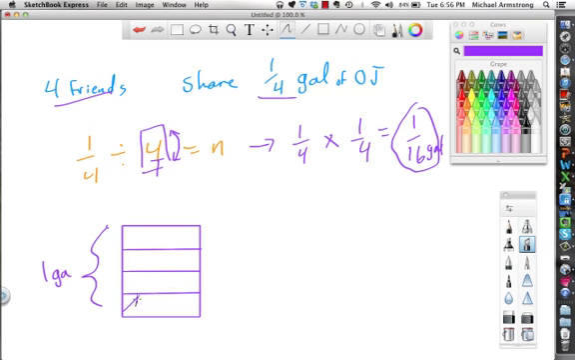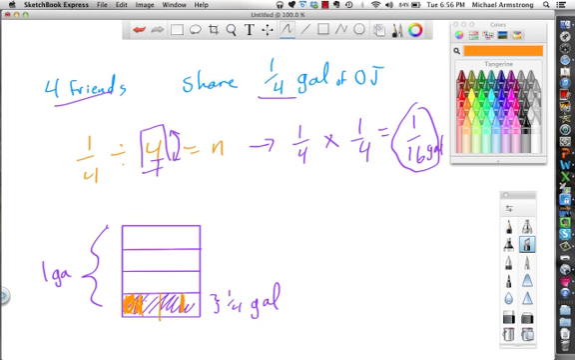Each one little section is 1/4 gallon. And we're sharing 1/4 among 4 people. So I'm going to take my orange marker and I'm going to draw a little vertical to show how we cut that 1/4 into fourths. So how big is one of these little squares?